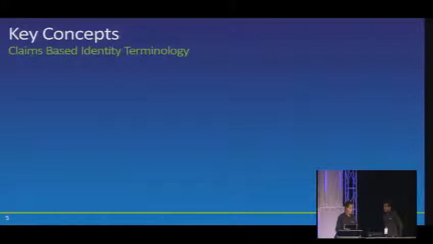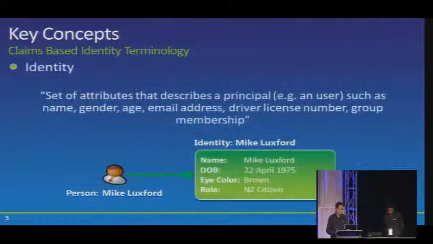So let's do a quick primer on the terminology. The first one is identity. Identity is a set of attributes describing a principal. And the principal itself could be a user, a computer, or a printer. But obviously, the user will be the one that we're most interested in. The attributes could be the name, gender, age, email address, and so on. One important thing is the attributes also contain the group membership for this individual. So we have a real example here, Mike Glassford.